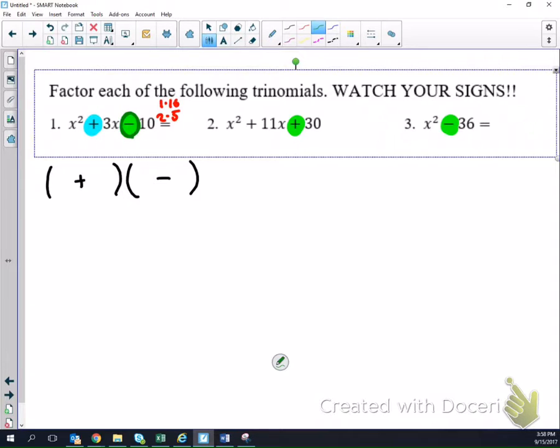And we already learned that because it came out positive, the bigger number needs to go with the plus. So 5 was the bigger, 2 was the smaller, x and x, and I factored it.